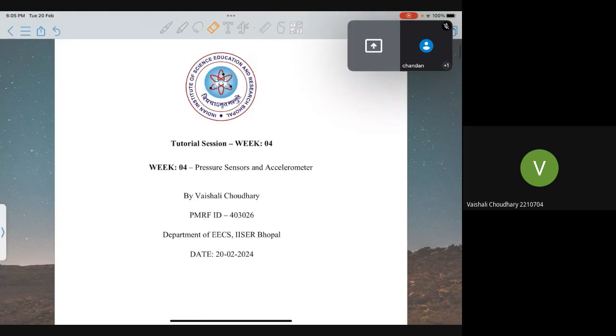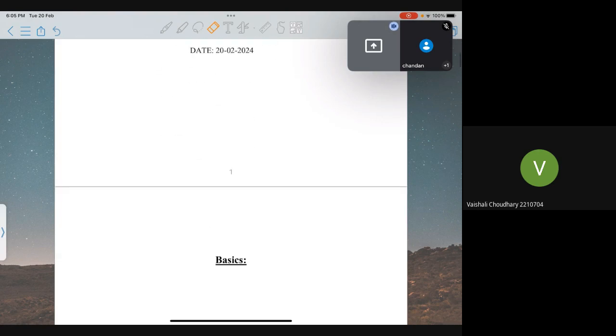Okay, guys, now we'll start today's session. So today we'll solve some problems based on pressure sensors and accelerometers. Okay, so first we'll start with basics, right?